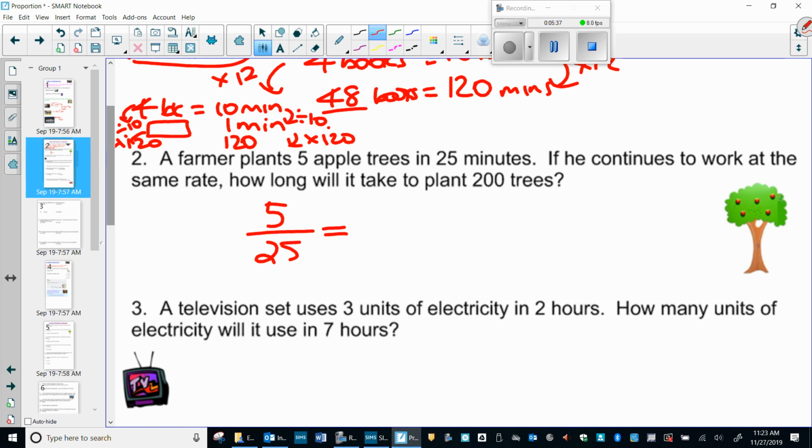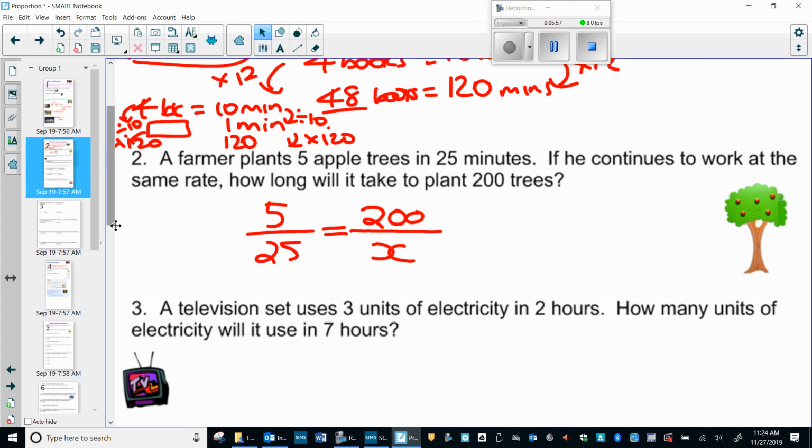Can you see how many it would take to plant? Yes. And then you can cross multiply. It's 25 times 600, and then you would divide whatever that is by 5, and see if it's like that. Yes, you can totally do that. Wait, what are you saying?